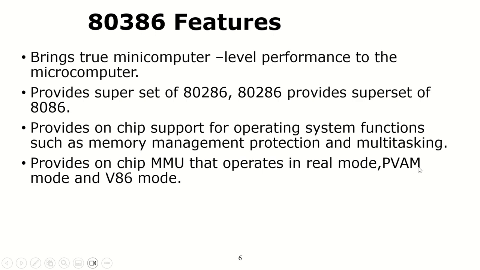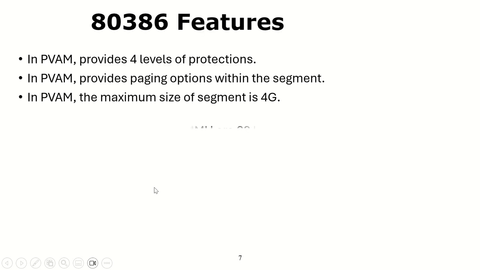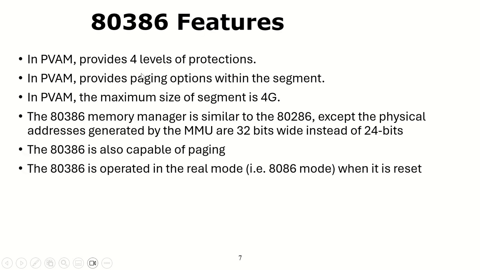It provides various modes of addressing called real mode, protected virtual addressing mode, PVAM mode, and V86 mode. When you are in PVAM mode, it also provides 4 levels of protection, which we will discuss, and paging is also available in 386. Paging is not there in 286. A page means a 4 kilobyte block. So instead of accessing the complete segment, you can access a small 4 kilobyte page from the secondary memory.